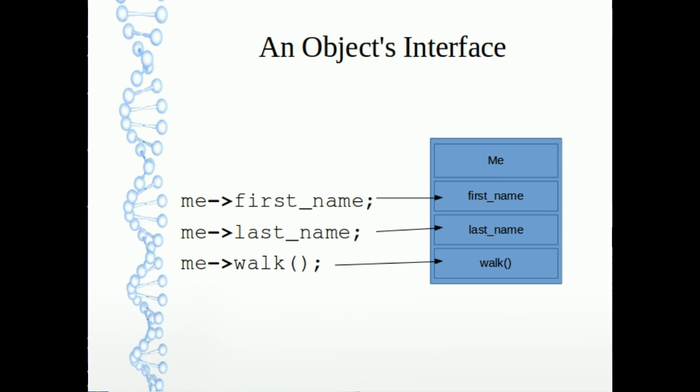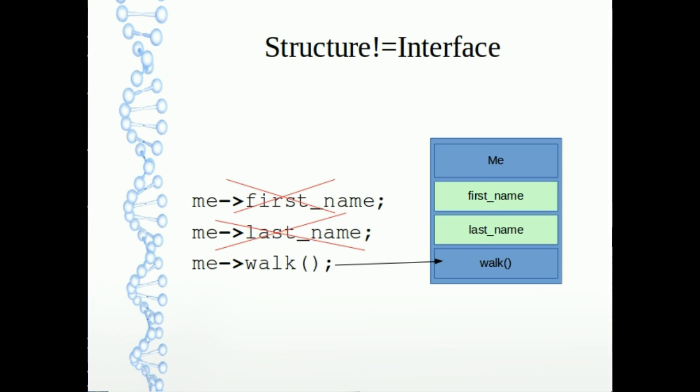In this example, we have a me object with the properties first name and last name, and the method walk. In the example pseudocode, we see how we would access members of the me object via external code, i.e. code outside the class declaration for the me object. We can see a very clear correlation between the object's interface and its structure when there is no use of encapsulation.